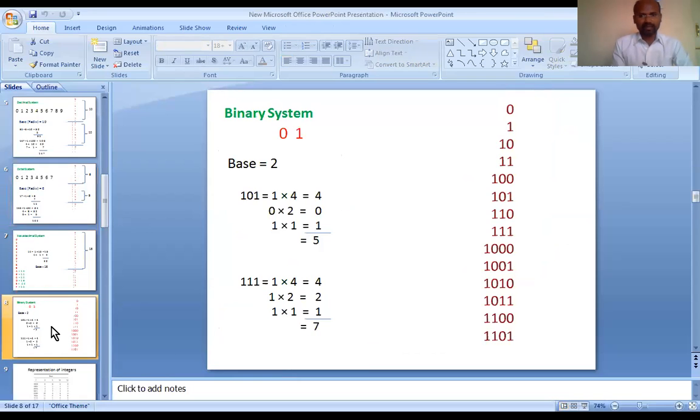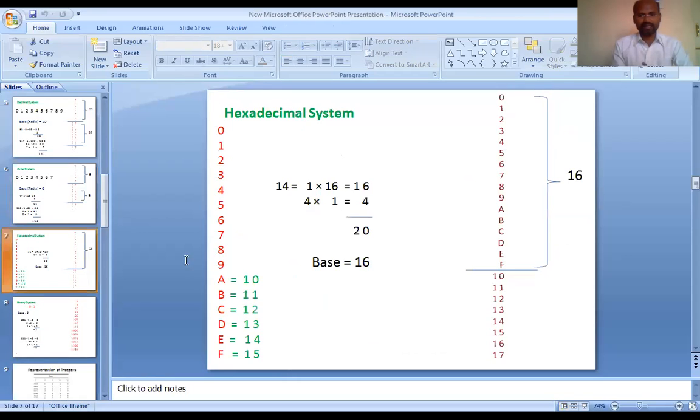And the next system is the hexadecimal system. I think we have also completed up to the hexadecimal system anyway. So this is what we have learned in the last class.